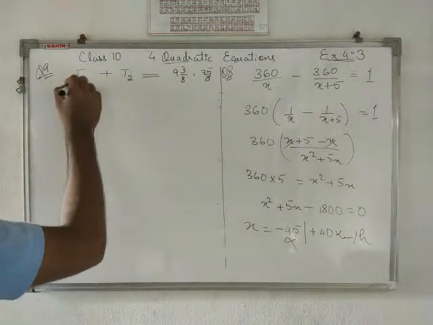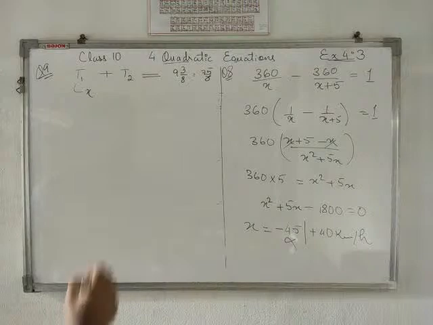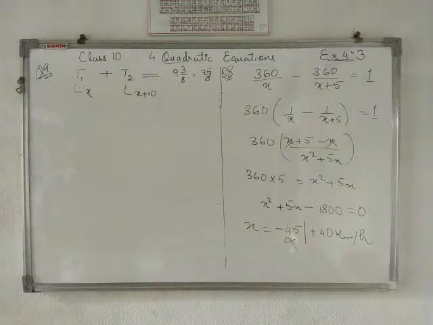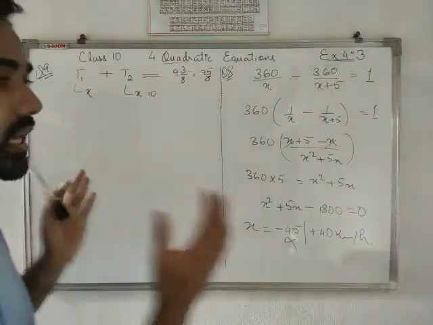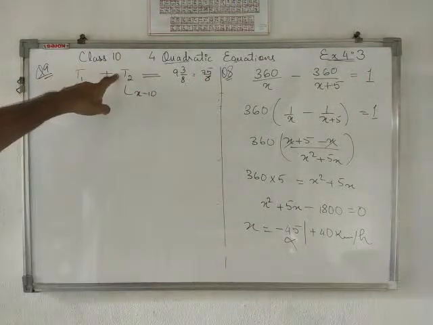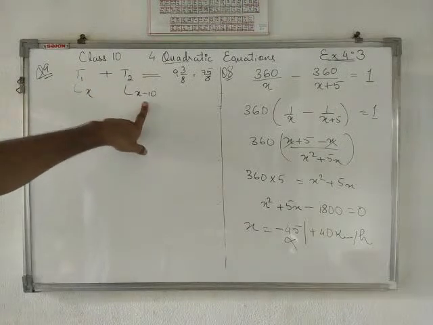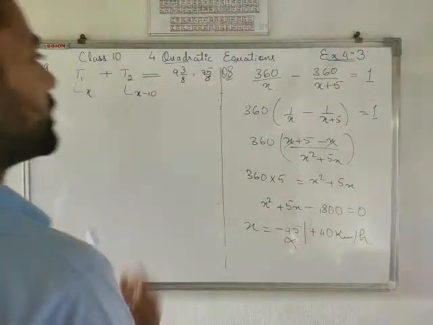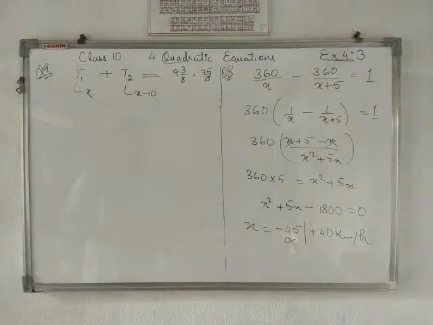So if tap 1 takes x hours, then tap 2 takes x minus 10 hours, because the larger diameter takes 10 hours less. So I am imagining that T2 is the larger tap and it takes x minus 10 hours. These are the times taken to fill the water in the tank. Understood this part? Now we cannot add them directly, because we don't know the volume of the tank.